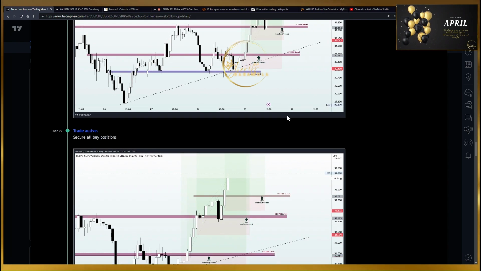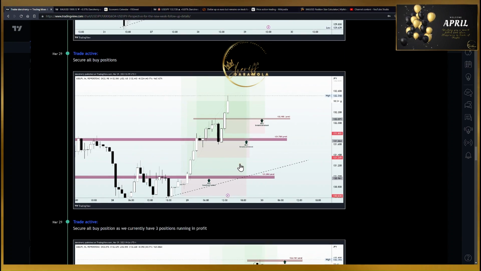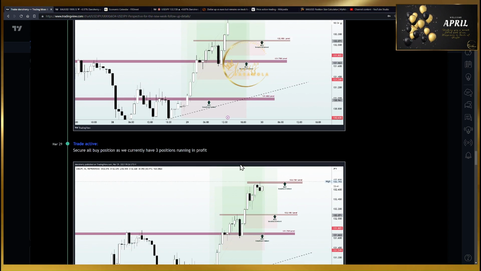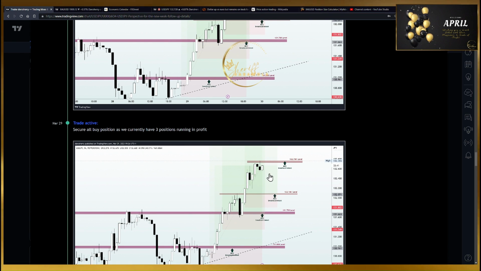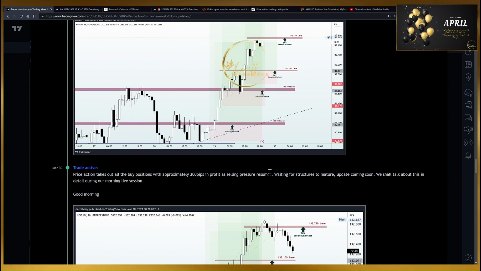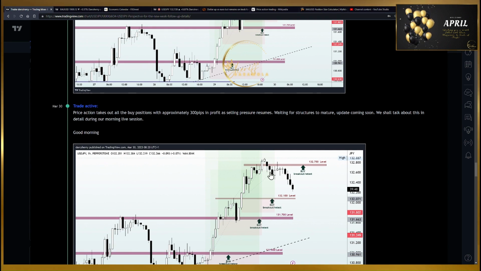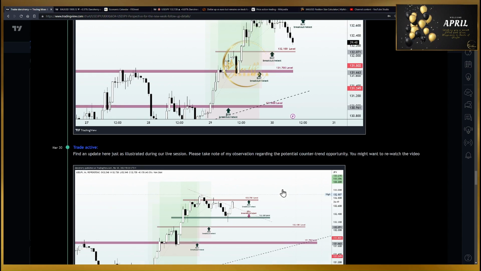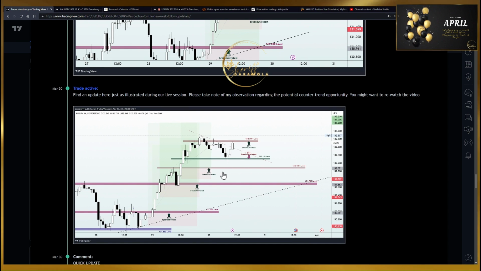132.100 level, which welcomed the third position on the USDJPY for last week. And we were hoping that another breakout of the 132.750 would welcome an additional position, but it was at this point sell pressure resumed, taking us out of all the buy positions with over 300 pips in profit at that point, and we look forward to more opportunities here.